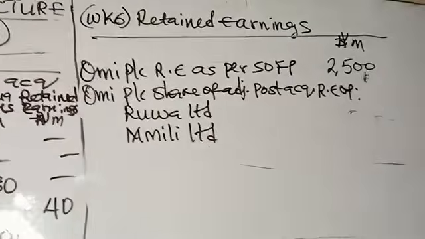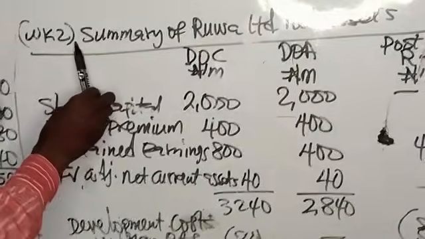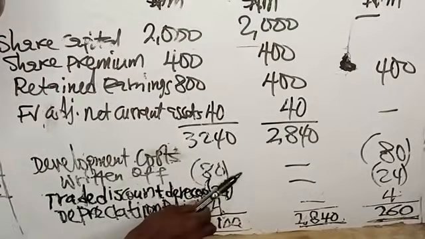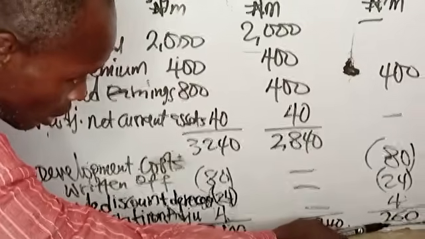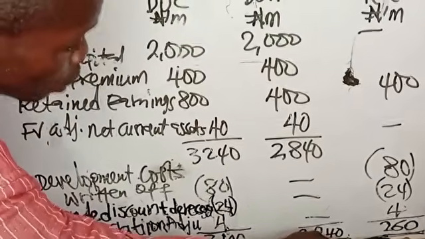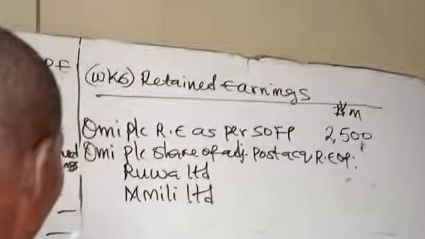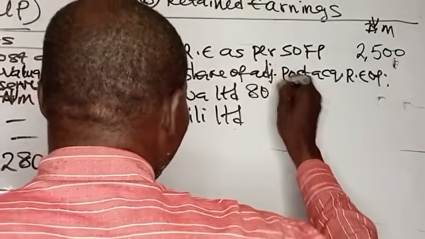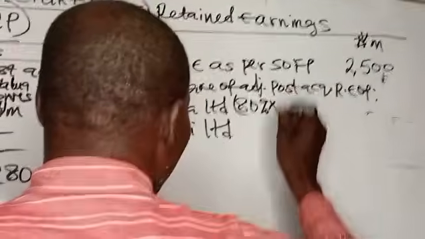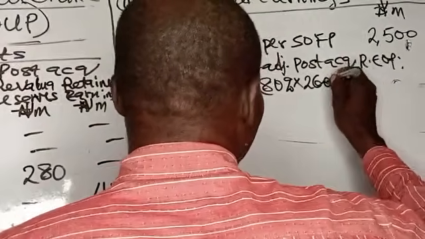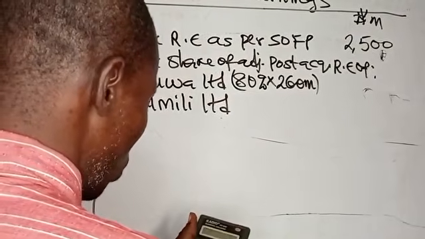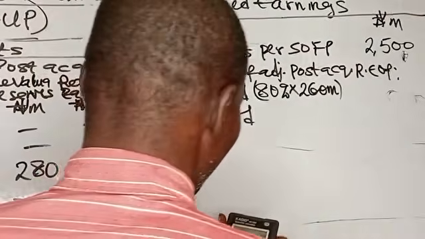Now, the adjusted post acquisition, if you go to the summary of RUA Limited net asset, you have the adjusted post acquisition retained earnings of RUA Limited. You have it to be 260. Remember, the stake of OMI in RUA Limited is 80%. So we have 80% of 260 million. 80% of 260 gives us 208.